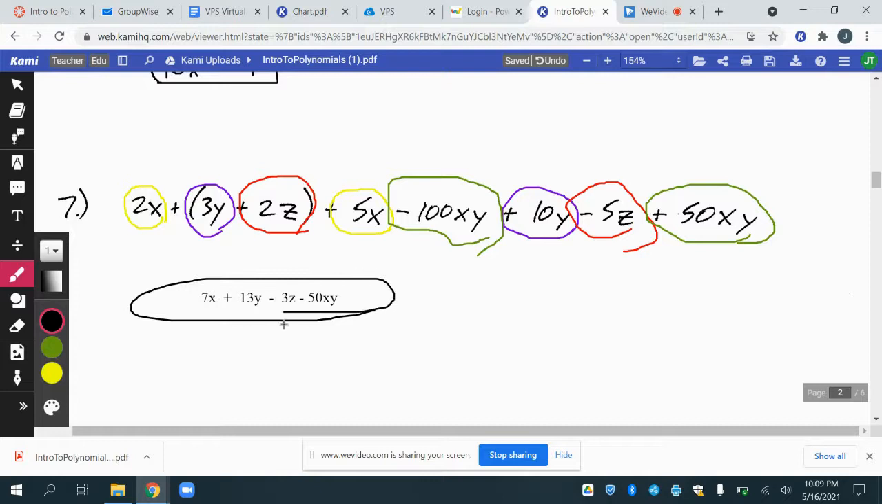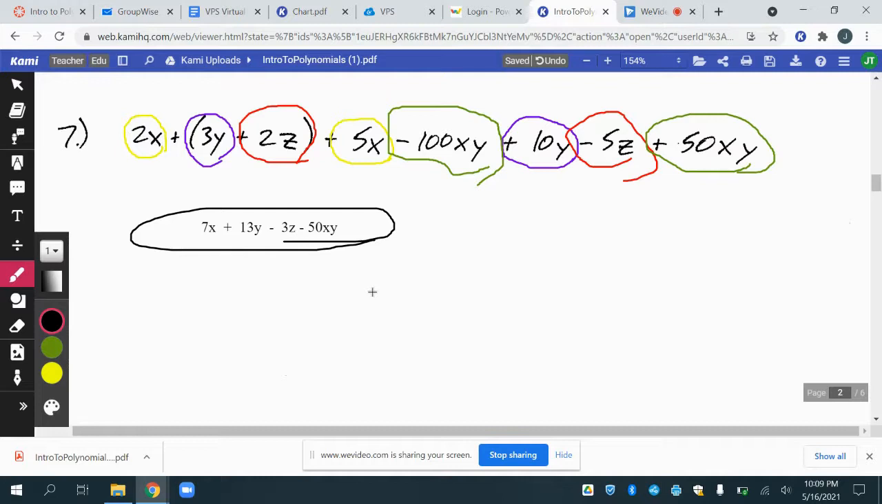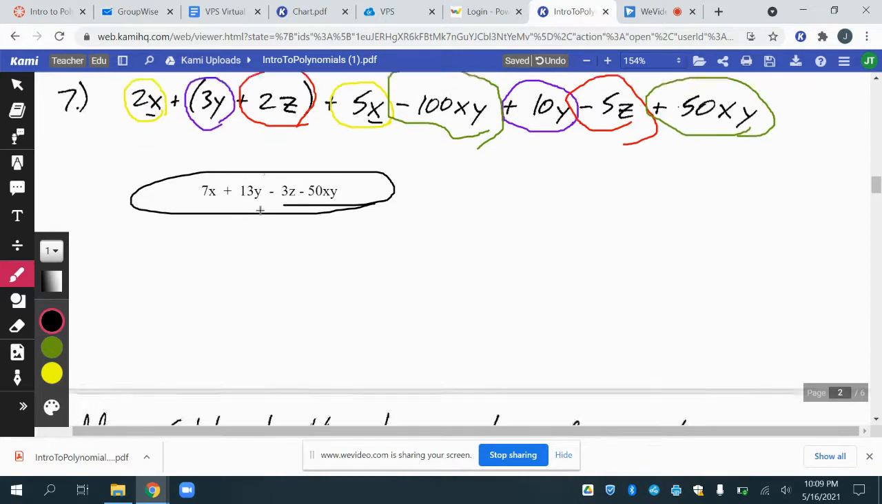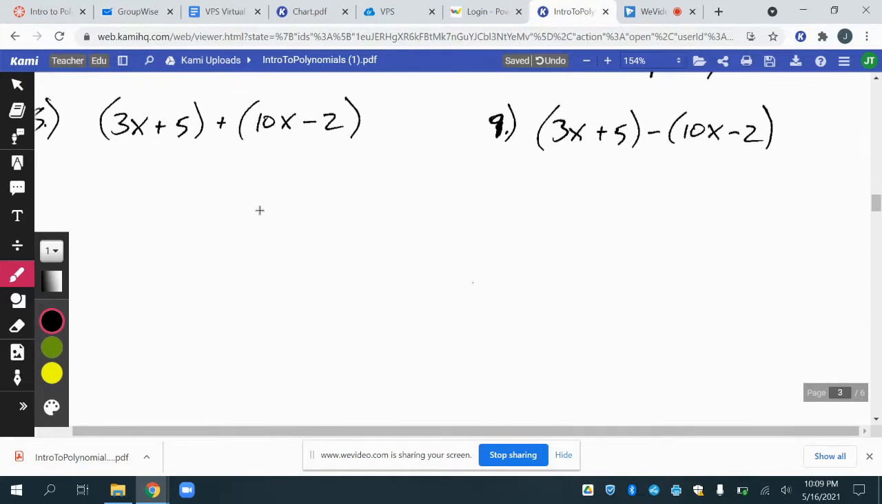Boom. Done. So it's all a matter of just keeping track of what can be added. You just have to look at the variables and make sure the variables are the same. Notice x's can only be added with exactly the same thing as them. Even xy's. Even though there's an x in here, that's different from just an x. That's an xy. It's a different variable, or different algebraic term. They're not like terms.